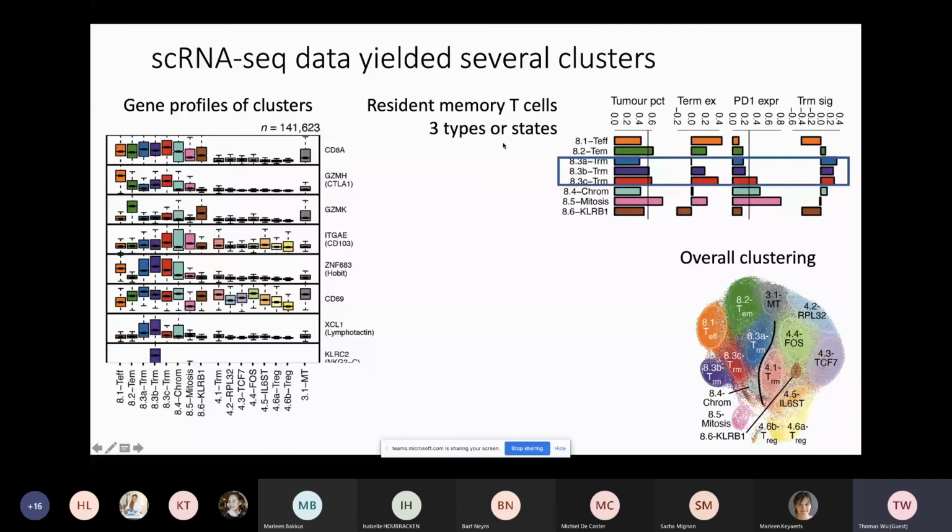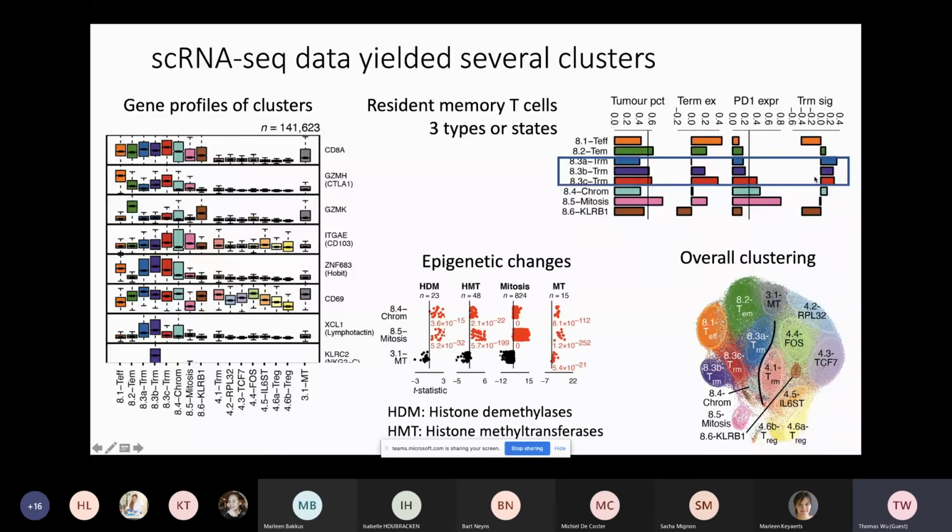And of course, we believe that there are 3 different types of resident memory T cells that we observed here, which differ in their increasing presence in tumor, their increasing expression of this terminal exhaustion, increasing expression of PD-1, and of course, the signature for resident memoriness.